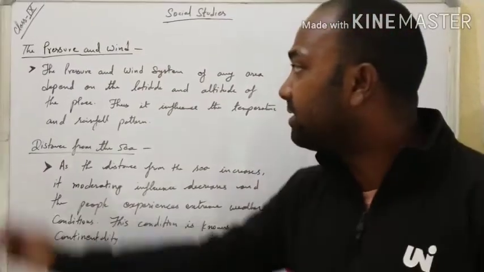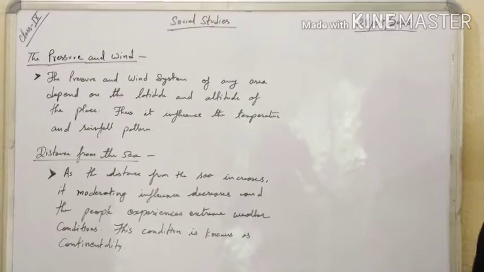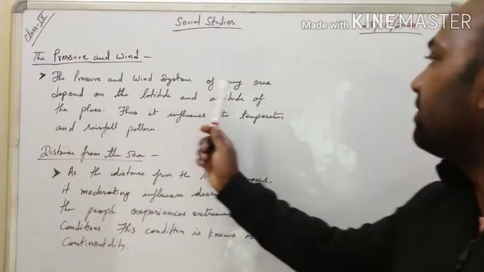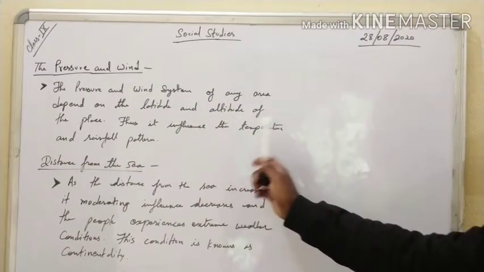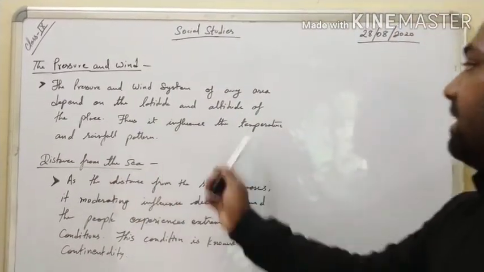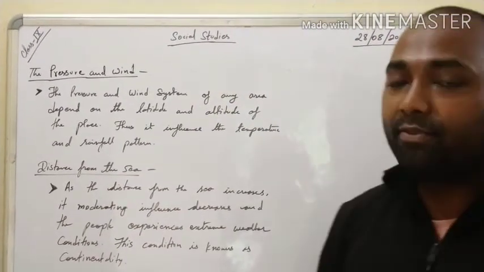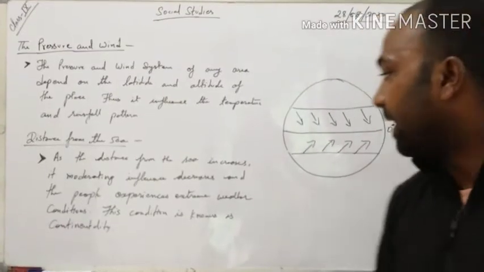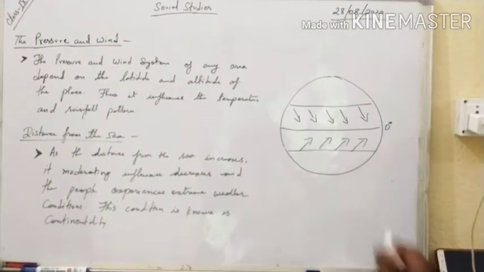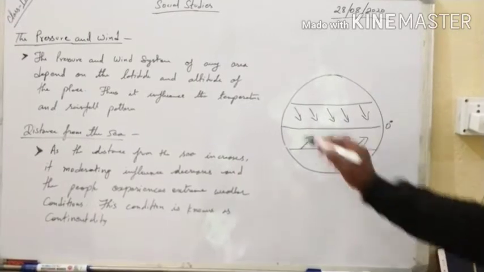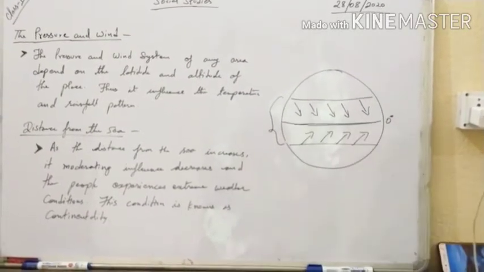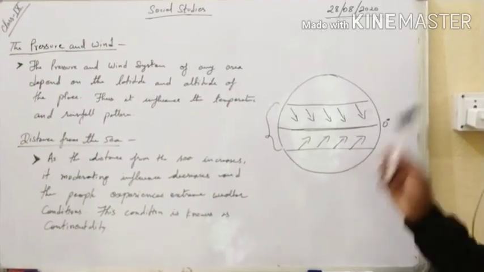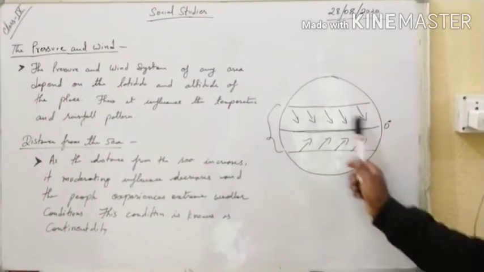Now let us understand pressure and wind system. The pressure and wind system of any area depend on the latitude and altitude of the place. Thus, it influences the temperature and rainfall pattern. Let us understand this with the help of a diagram. Here I have given the picture of the earth, and this is the equatorial region, the 0 degree latitude. This means that the sun's rays fall directly on this region.